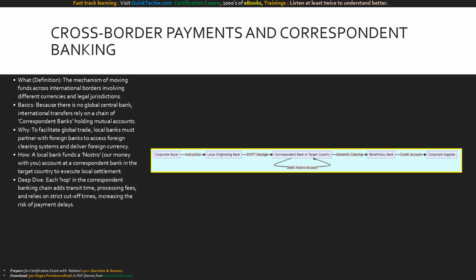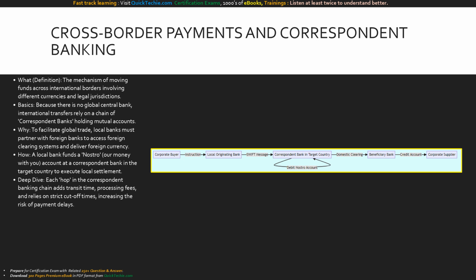Imagine your firm in Europe needs to pay a supplier in the US. Your local European bank likely holds a Nostro account, which translates to "our money with you" at a correspondent bank in New York. The European bank sends a secure message instructing the New York bank to debit its Nostro account and credit the supplier via the US clearing system.